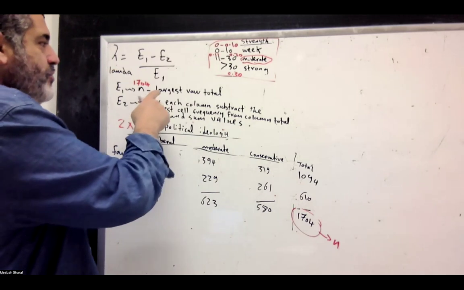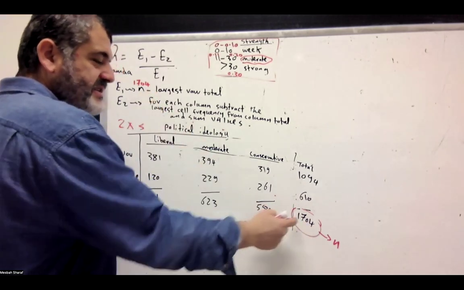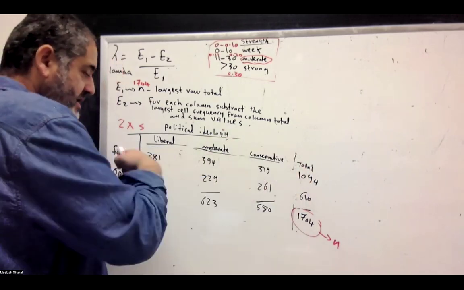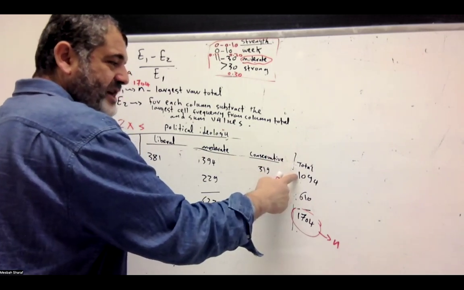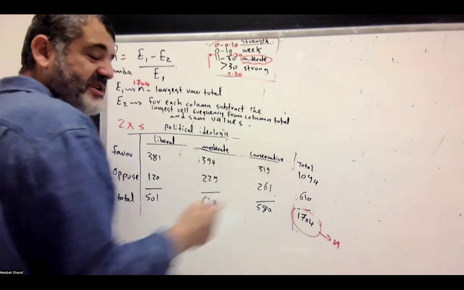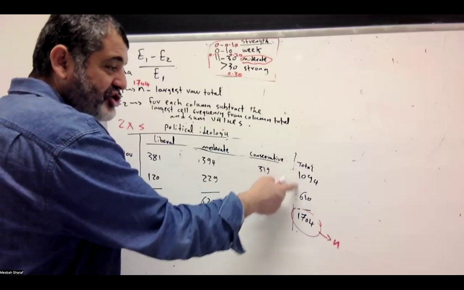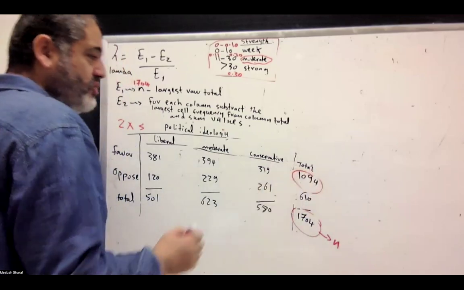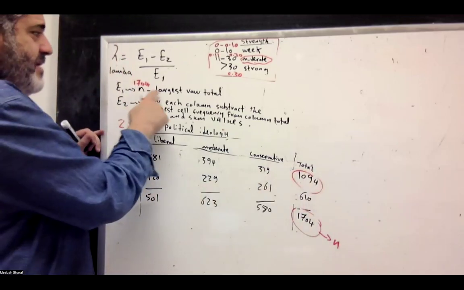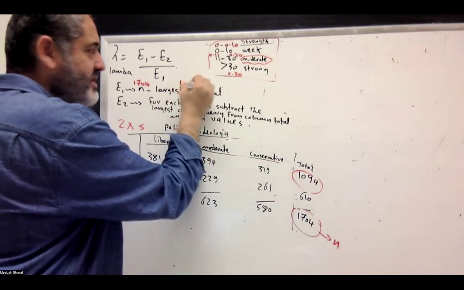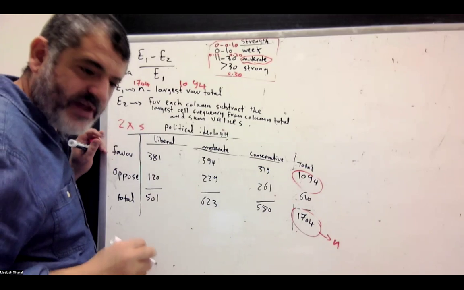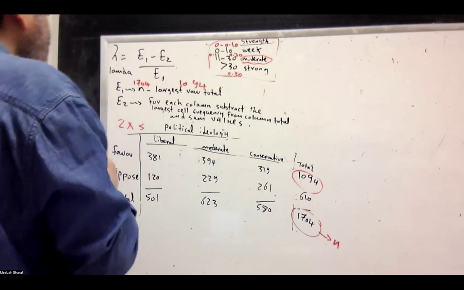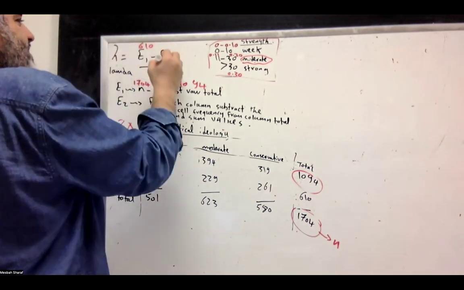So what is n? N is this number, 1704, and what is the largest row total? So we have two rows. The first row has a total of 1094. The second row has a total of 610. So which one is the largest row total? This one or this one? Of course, this is the largest. So subtract this from n. So it's n minus the largest, which is 1094. So this gives you the E1. So E1 is going to be equal to 610.